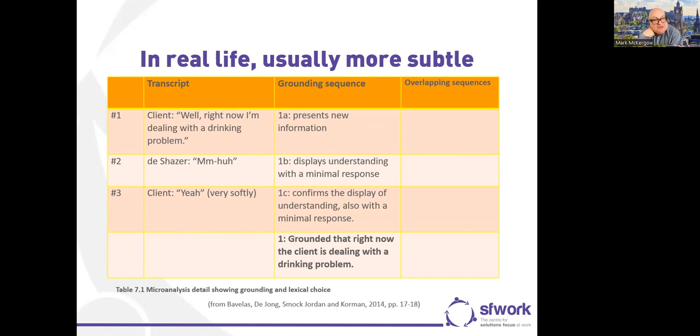So the client says, Steve has asked something about what's the issue or something. And the client says, well, right now I'm dealing with a drinking problem. That's the new information. And de Shazer says, mm-hmm. And anyone who ever saw Steve de Shazer work will be familiar with that kind of mm-hmm response. And that is a minimal way of displaying understanding. So he's kind of accepting that whole thing with this very minimal response. And the client says, yeah, very softly. And that is the third piece of the grounding process. But after the first statement, the second two responses are both very minimal. So we've grounded that right now, the client is dealing with a drinking problem.